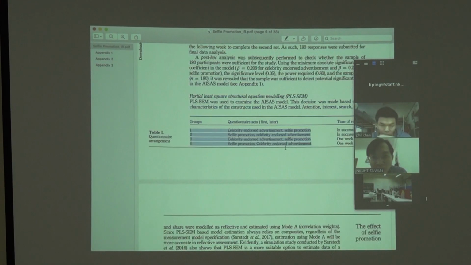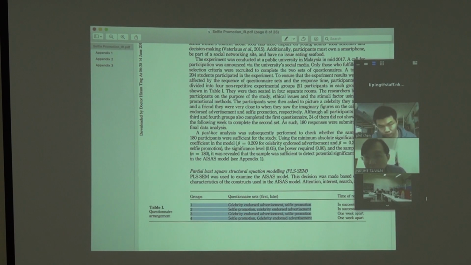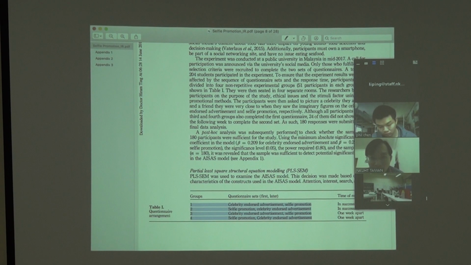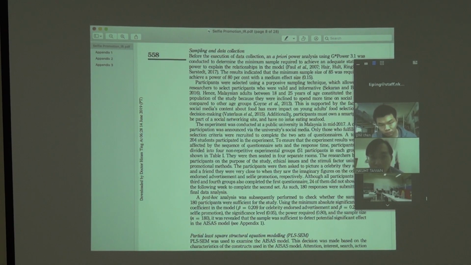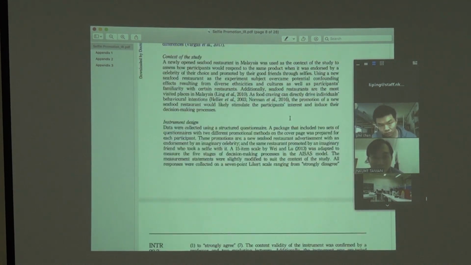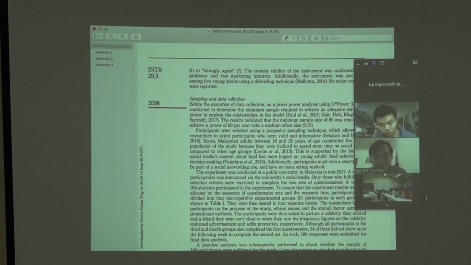Maybe the reviewers asked us to do it. I remember I put it in, but when we revised, this paper went through 7 rounds of revision. Maybe they asked us to do it. I can't remember. Okay, instrument design. Anyway, I hope you get the idea.